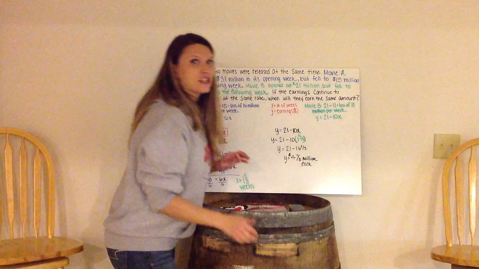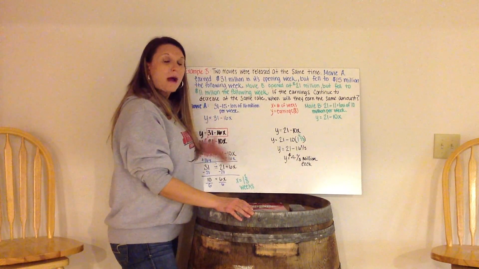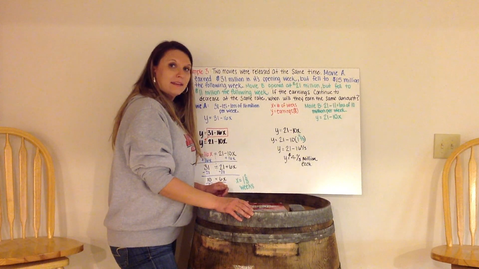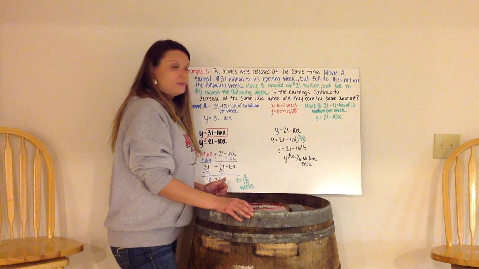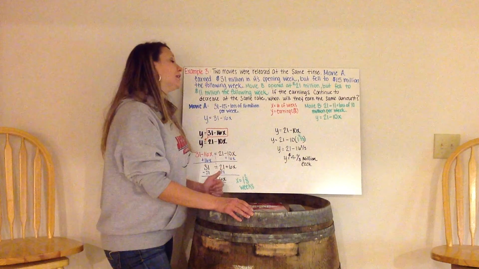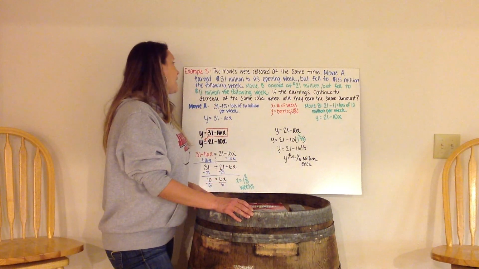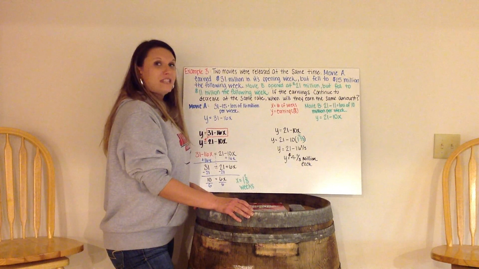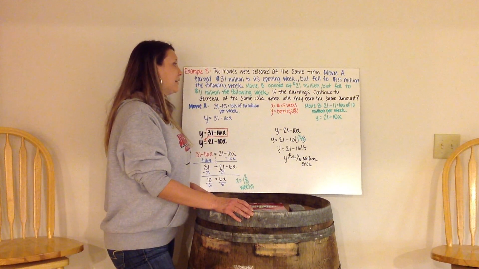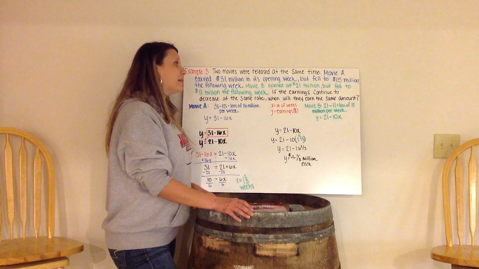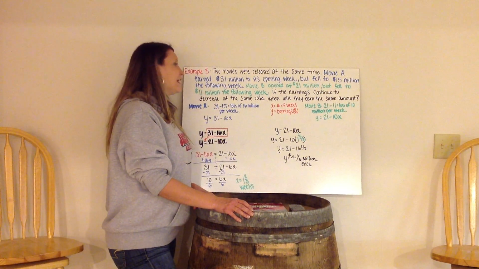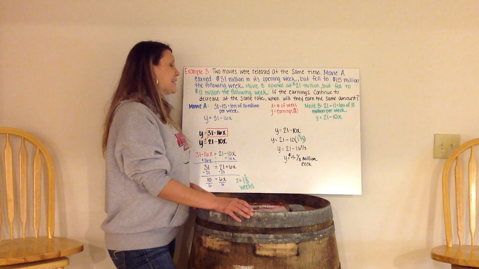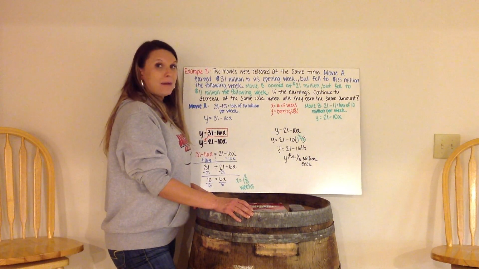Alright, let's go ahead and finish up with example 3, and it's a word problem. If you turn to the very front of your notes, you'll see this word problem written at the beginning. They asked us this in our intro. It said, 2 movies were released at the same time. Movie A earned $31 million in its opening week, but fell to $15 million the following week. Movie B opened at $21 million, but fell to $11 million the following week. If the earnings continue to decrease at the same rate, when will they earn the same amount?